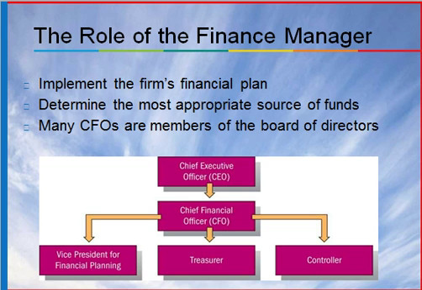This slide shows what the typical finance function would look like at a company. The CFO would be at the top of the finance area, reporting directly to the CEO. Reporting directly to the CFO would be 3 senior managers. Typically, it's the controller, treasurer, and a vice president for financial management or planning.